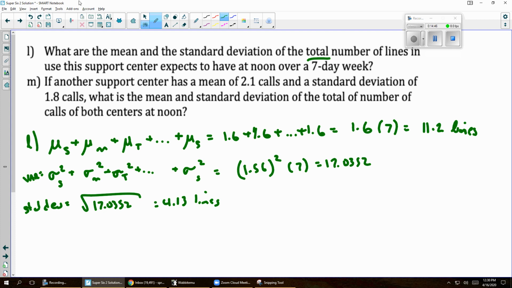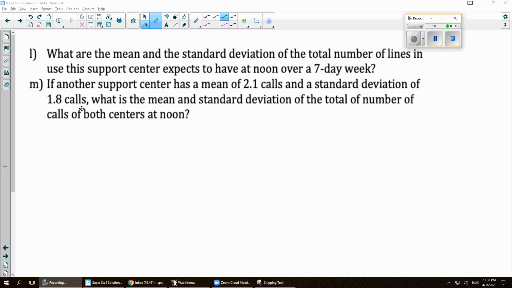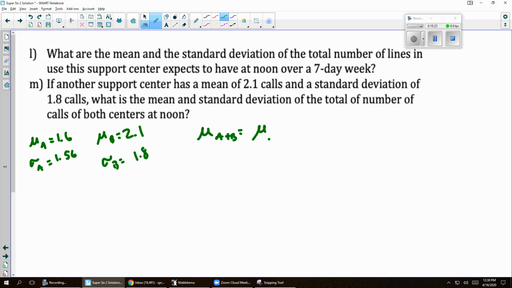Now, letter M says, suppose another support center has a mean of 2.1 and a standard deviation of 1.8. What are the mean and standard deviations of the combination of these two? So here I've got a clean sheet now. So I've got the first call center A was 1.6 and 1.56. And call center B is 2.1 and 1.8. And so this question says, well, what about this? Well, that's just that. So it's 1.6 plus 2.1 is 3.7 lines in use.